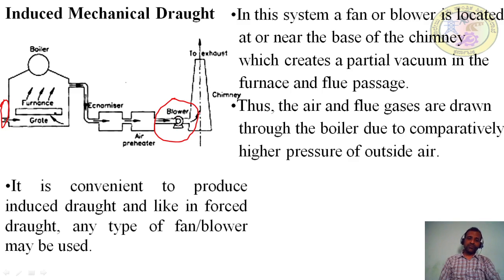Since the blower is placed before the chimney, a partial vacuum is created in the furnace and the flue passage. So the pressure is higher outside when compared to inside, and the pressure difference is created because of this blower. Then definitely the flue gases come out of the chimney to the atmosphere. It is convenient to produce induced drought, and like in forced drought, any type of fan or blower may be used here to create it artificially. It means that you are inducing the pressure difference mechanically, so it is called induced mechanical drought, right?